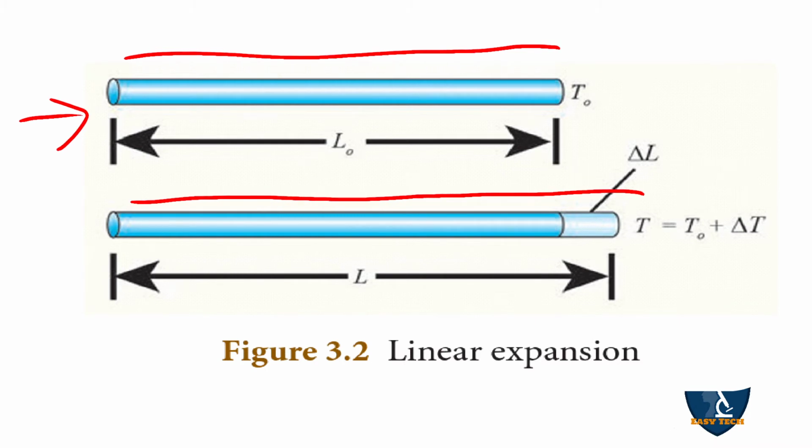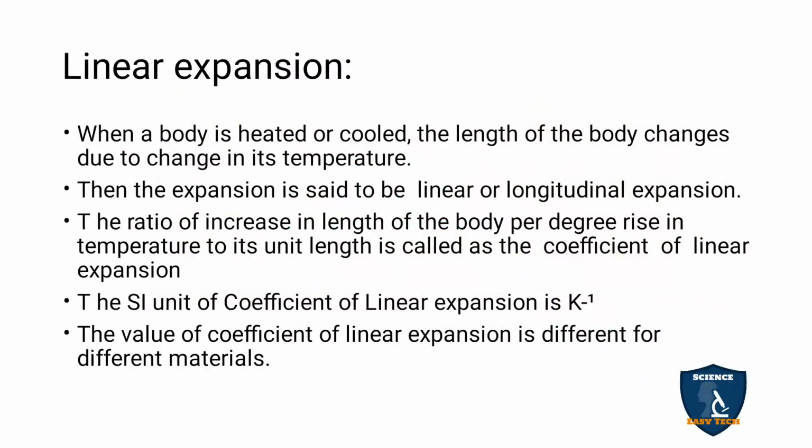It is denoted as T0, where T0 means the initial temperature, and the length is L0. After heating, T is equal to T0 plus the heated temperature, delta T, and now the length has increased, so it is denoted as L.